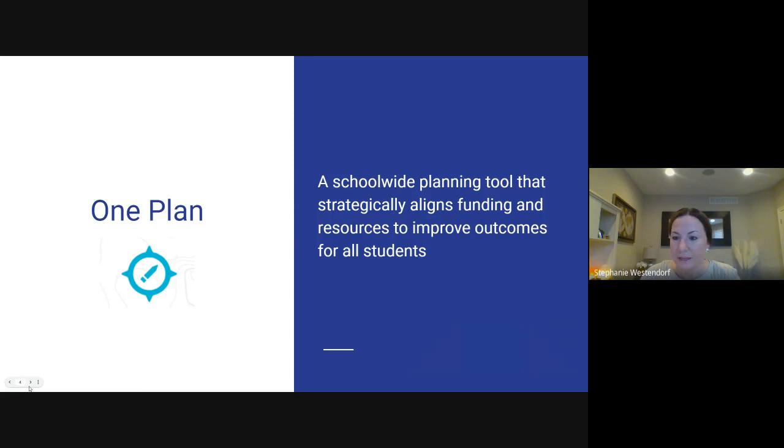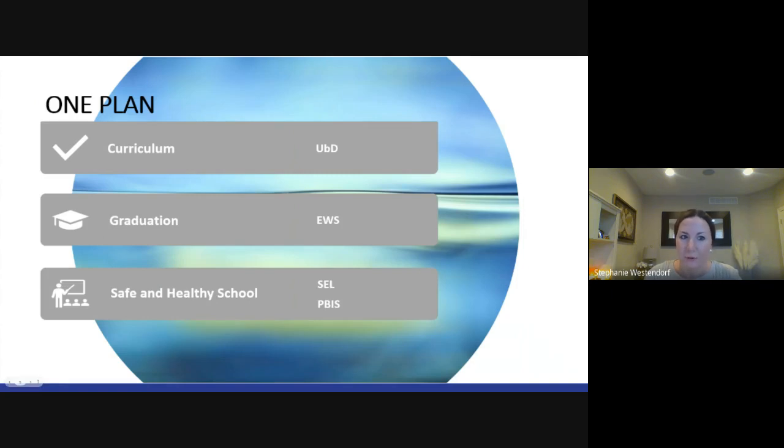In the simplest terms, One Plan is a school improvement plan. So in previous years, the district had a variety of plans, and One Plan simply puts it all together for us in one plan. So it's a school-wide planning tool, and it strategically aligns funding and resources to improve the outcomes for all students. So as a district, when we're putting together One Plan, we look at all of the district data, and from there, we analyze the data and determine what are the root causes for the issues that we see. So we try to break it down and funnel back as far as possible so that we can see the root causes for any issues that we're seeing that we would like to improve for our students.